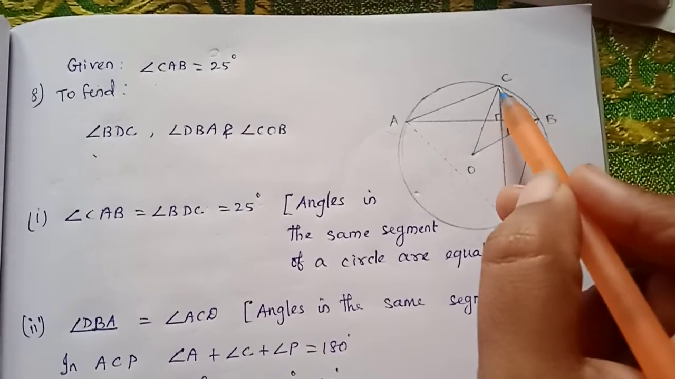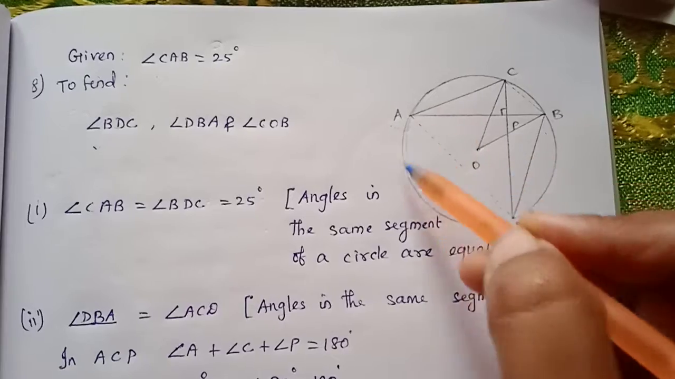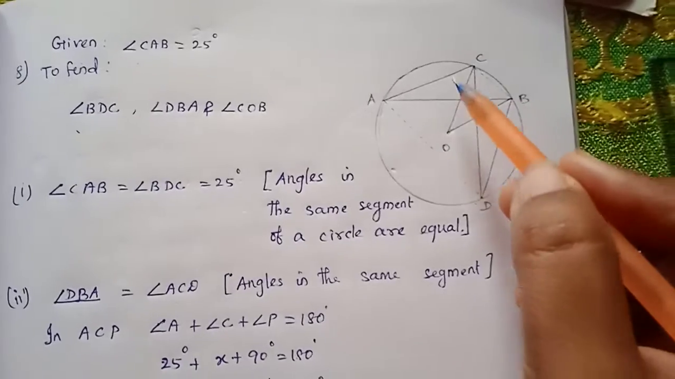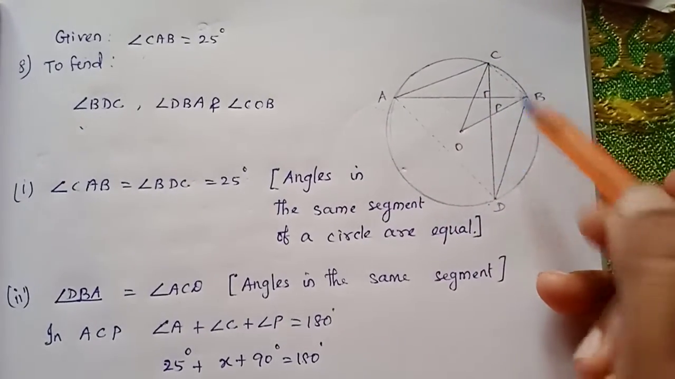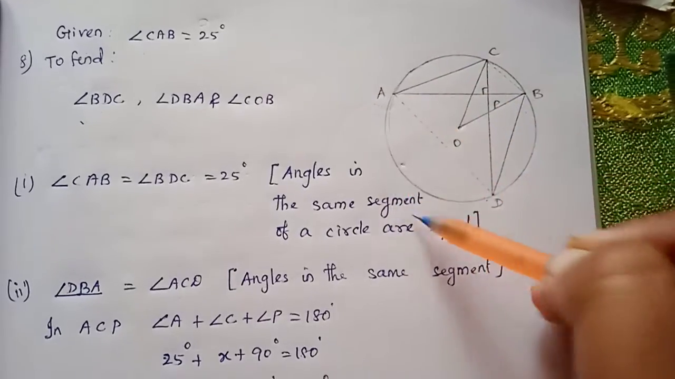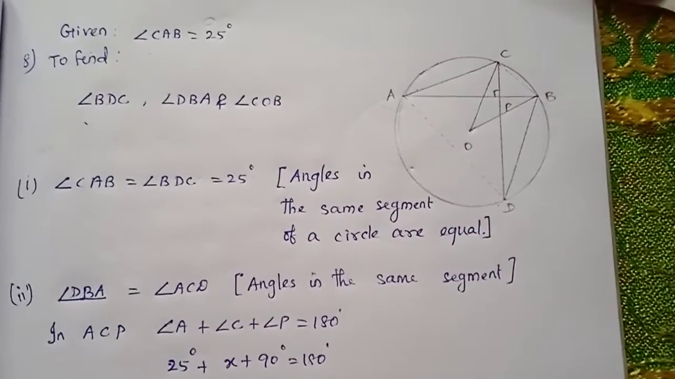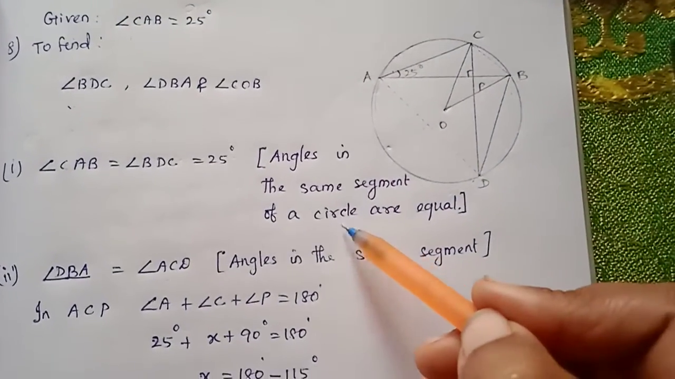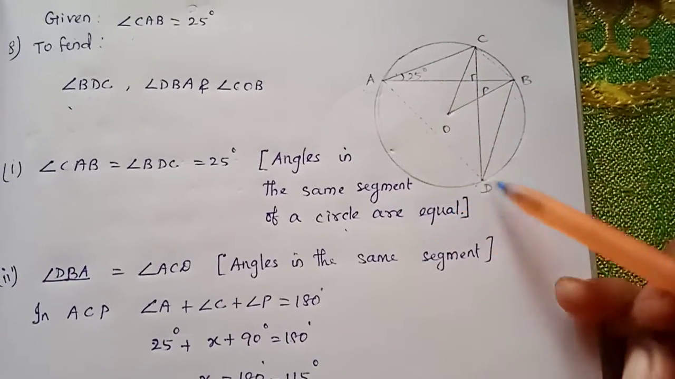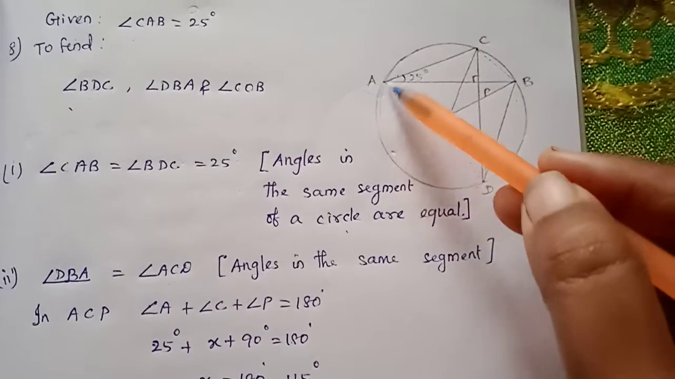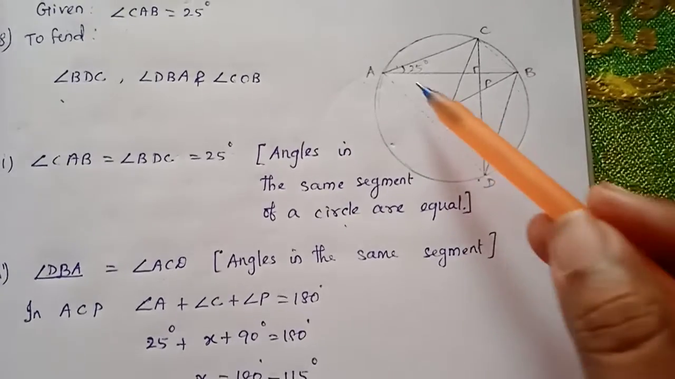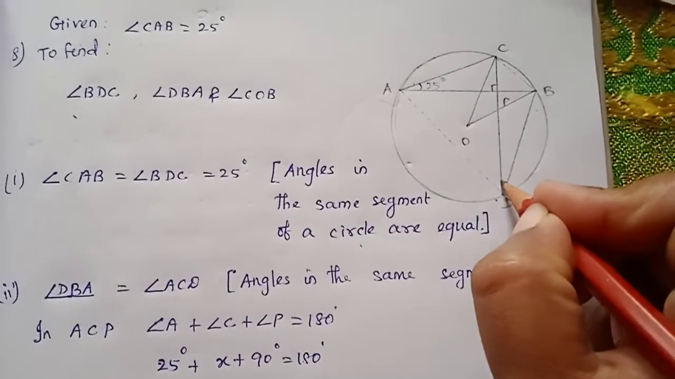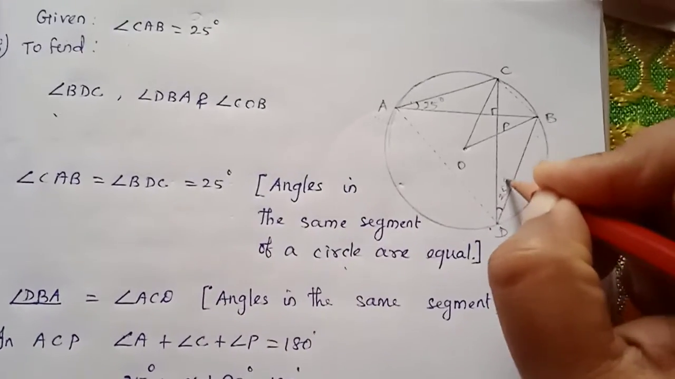If I join CB, then this will be one chord, this is one segment and this is another segment. We have a theorem: angles in the same segment of a circle are equal. So in this segment, whatever angles we have, here it is given as 25 degrees, so we'll mark it as 25 degrees. In this segment we have this angle as well as this angle, so these two angles will be equal. If it is 25 degrees, then this angle will also be 25 degrees.